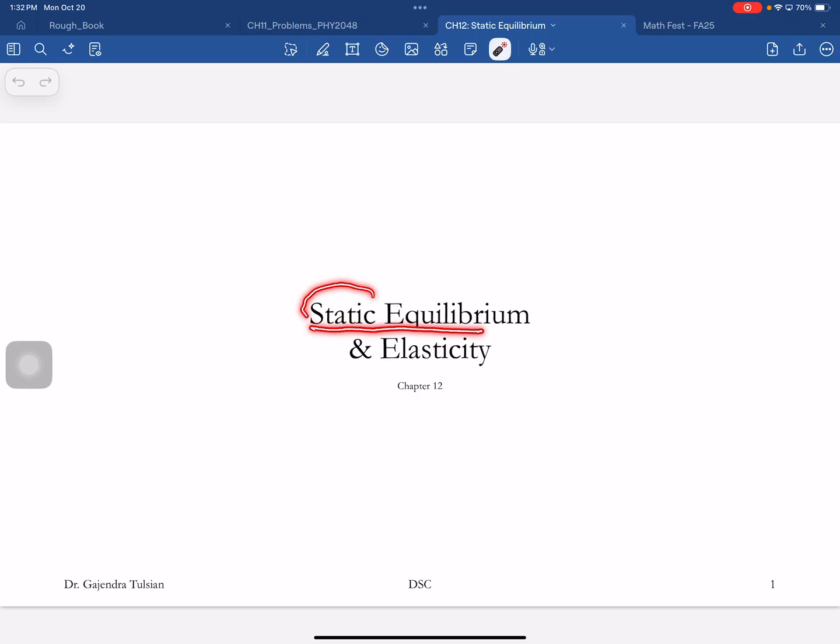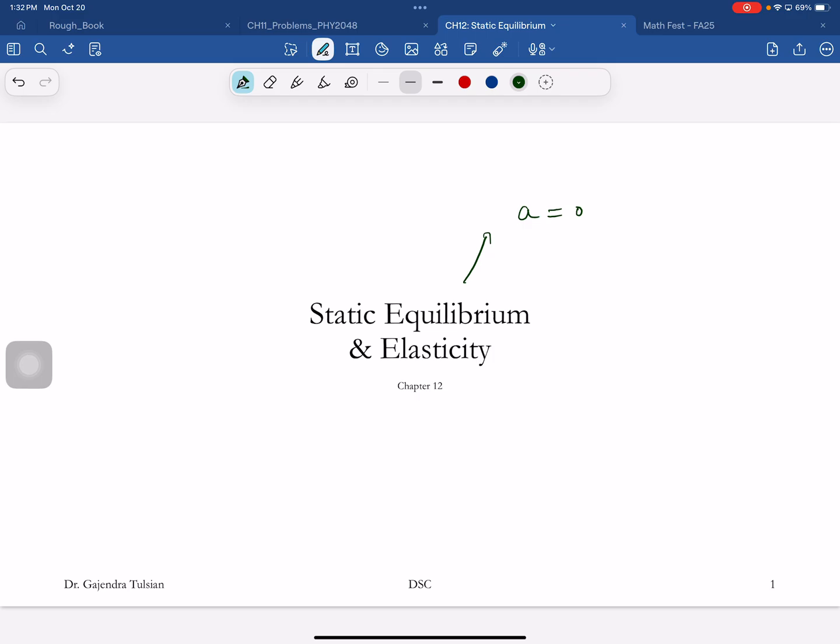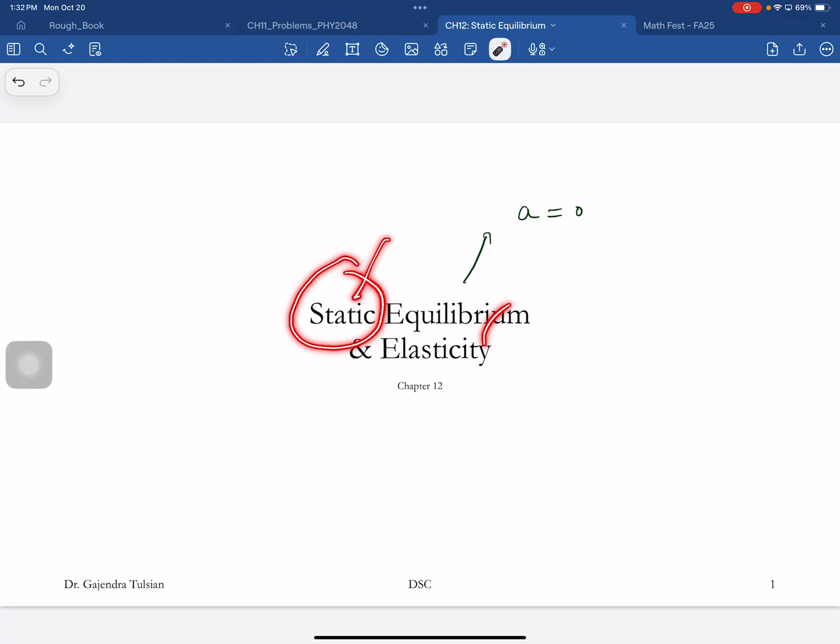What does static mean? Yeah, so it's at rest. What does equilibrium mean? So you think it means the same colloquially. So equilibrium means acceleration is zero. Okay, acceleration zero doesn't necessarily mean you're at rest. Acceleration zero just means your velocity is constant. Okay, and so that's why we added this term, static equilibrium.